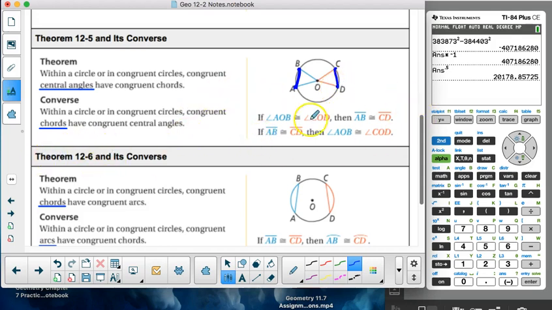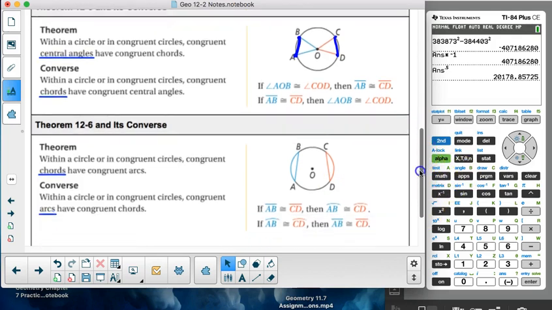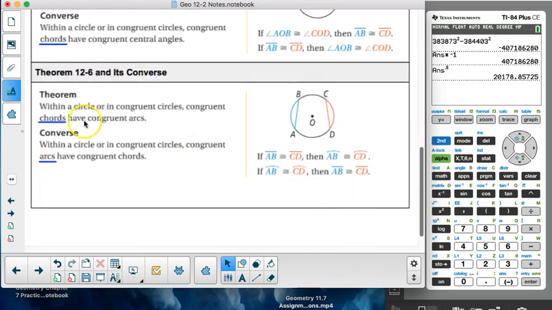In our problem here, a theorem in 12-6 and its converse: within a circle or in congruent circles, congruent chords have congruent arcs. Now I alluded to that in the previous example, but if I have a congruent chord here, this chord and this chord define the same arc. These arcs are congruent, defined by these chords.